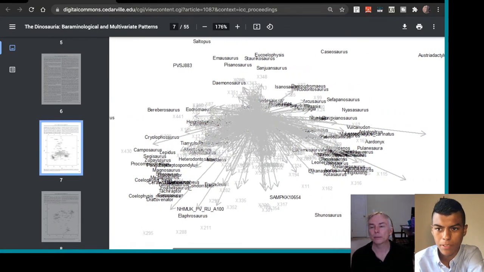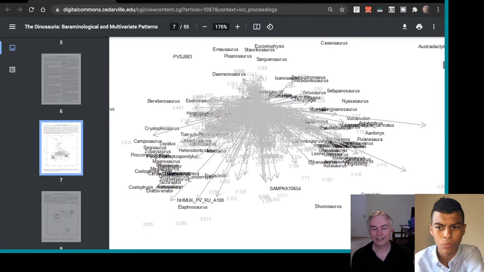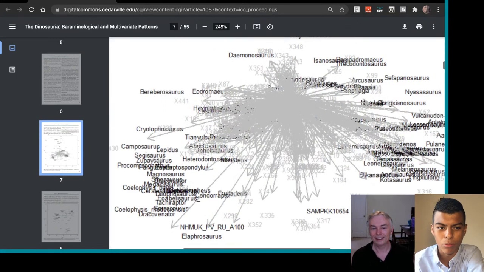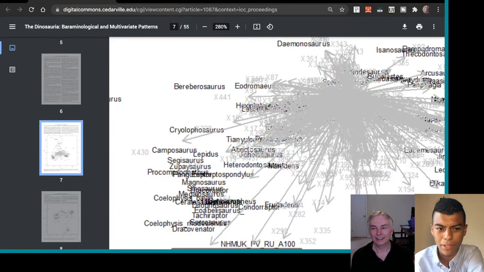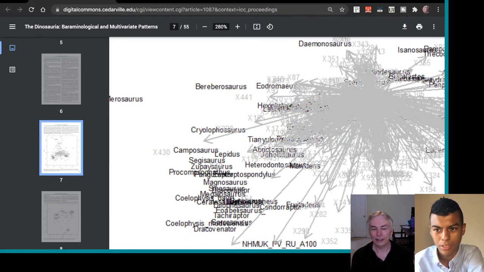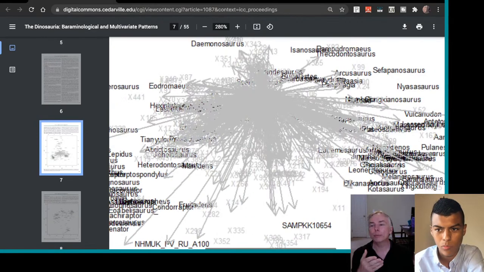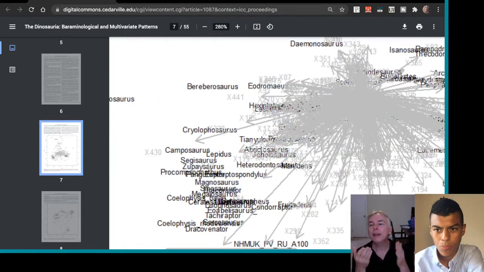Right. But if this image were a 3D image and you could zoom in a lot, there would be a really big gap here between Cryolophosaurus and Coelophysis, right? Yes. And in fact, we could go to that group in the paper and then zoom in and have a closer look at it.